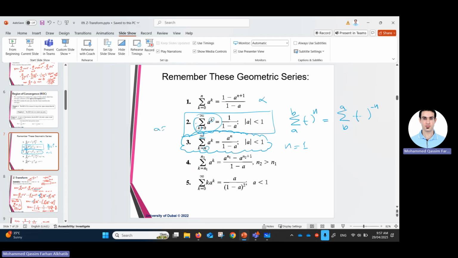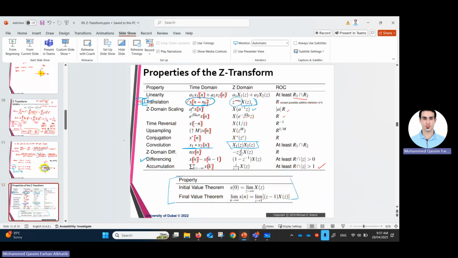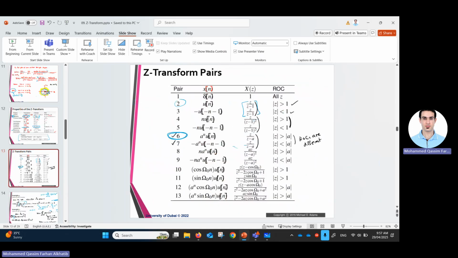So I have a equal negative z to the power negative 1. So it's going to be 1 over 1 minus z negative 1, or you can say z over z minus 1. And let's see, the pairs are there for the unit step function: z over z minus 1. Just go back by the definition.